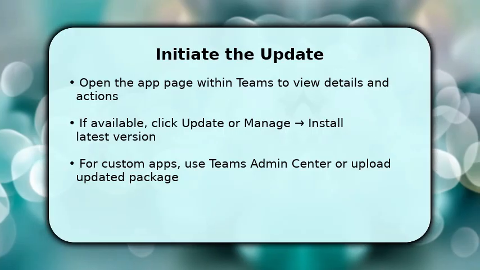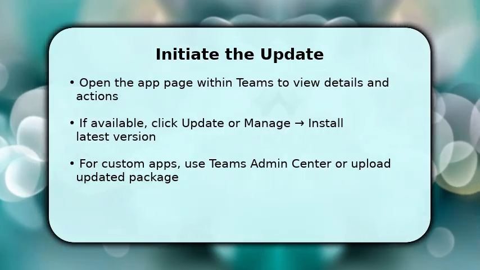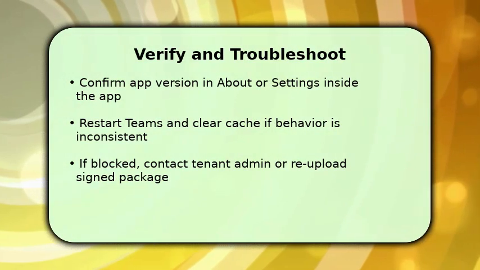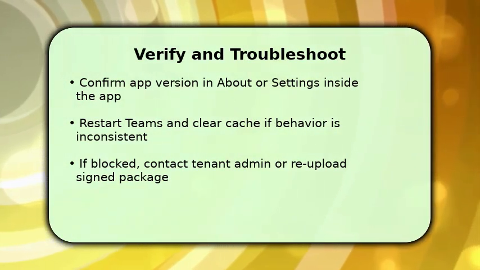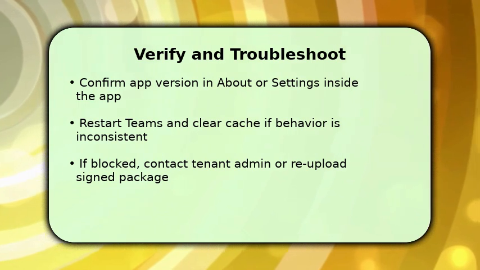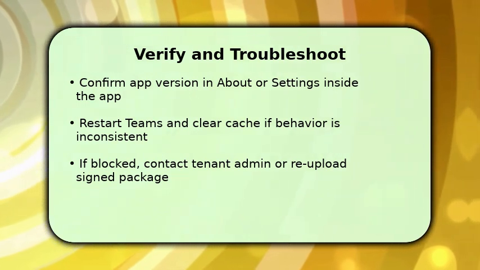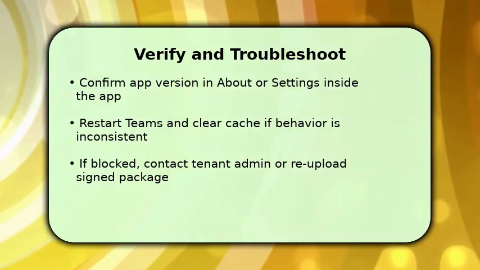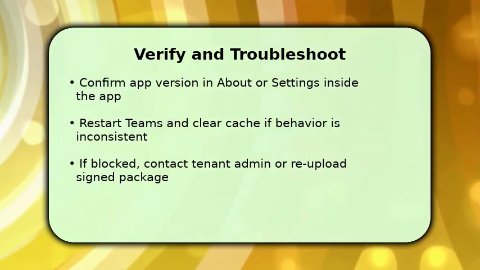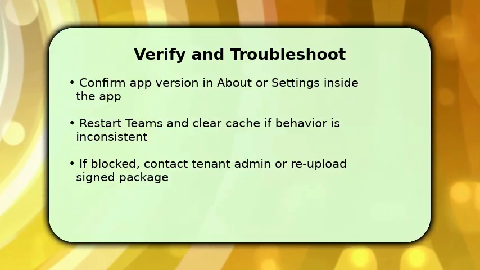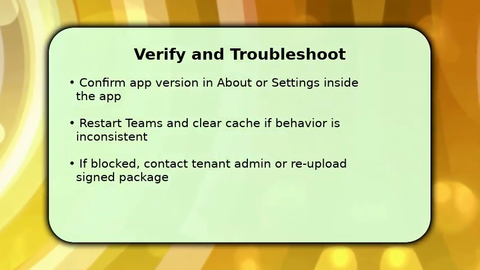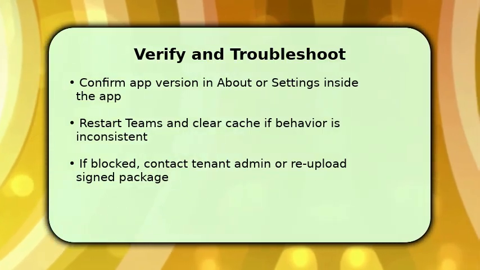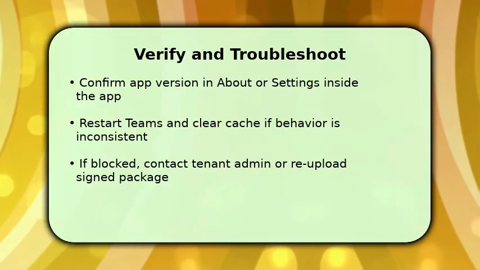Once the update is done, finish by verifying the update worked. Open the app, check About or Settings for the new version number, and test core features quickly. If something behaves oddly, restart Teams and clear the client cache, because many issues resolve with a clean reload. If the update failed or is blocked by policy, escalate to your tenant administrator or re-upload a properly signed package in the admin center. Troubleshooting tip: capture logs and a screenshot of the error before contacting support to speed resolution.